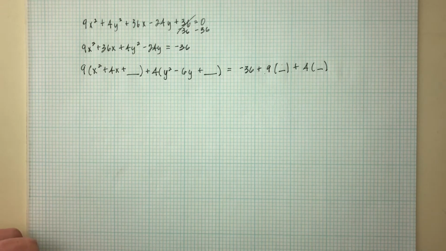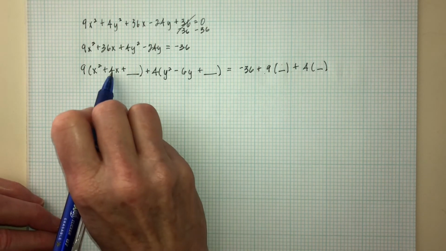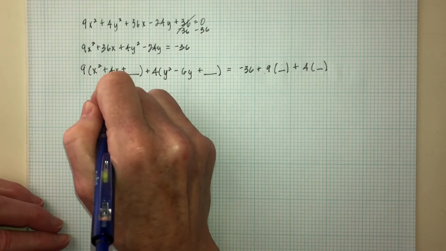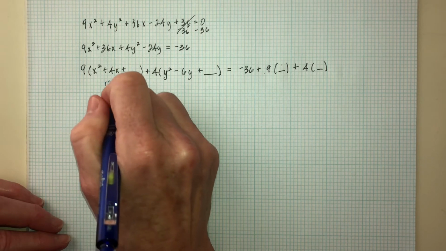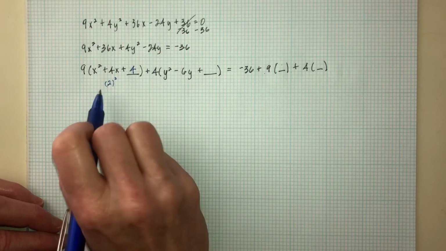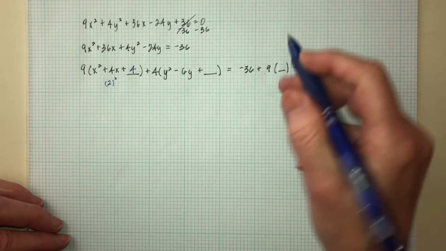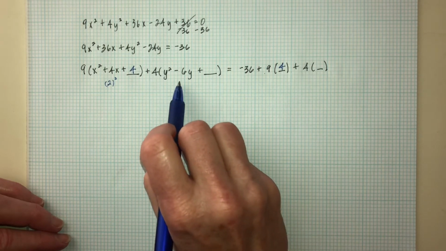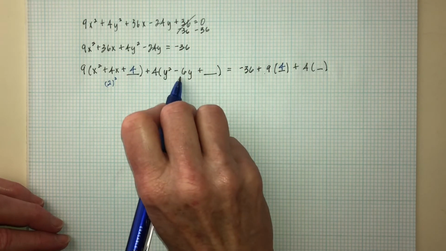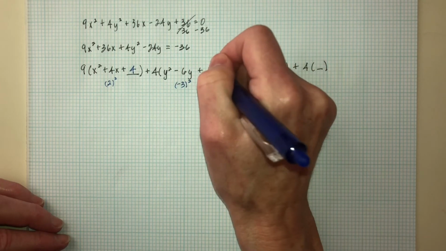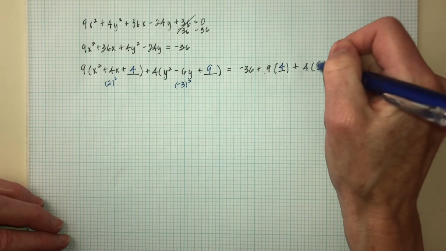So what do we add in the blanks? Recall completing the square, we look at this term and we take half of its coefficient, in this case that'd be 2, and we square it, and that's what we add. So 2 squared gives us 4. And then we add that over here. We write it right in the blank right away. And then over here we have half of this coefficient will give us negative 3. We square that, we get 9. And we write that over here as well.